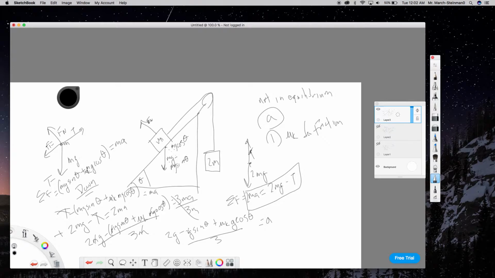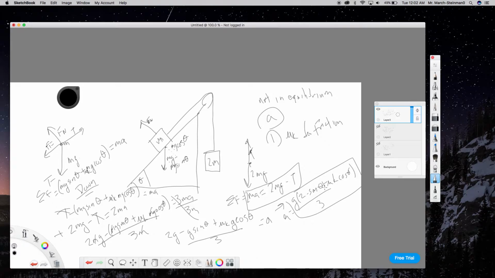You'll notice that here I can pull a g out. So I get g times 2 minus sine theta plus mu k cosine theta, over 3. And that is my acceleration. So a complicated situation leads to a weird acceleration that's dependent on the angle, coefficient of friction, and the ratio of the masses to some extent.